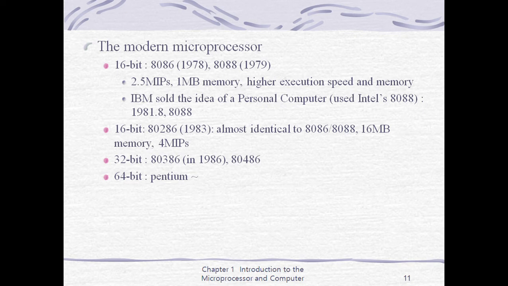Then Intel continued, and they introduced 32-bit microprocessors, and the 80386 was one of them. Then later on the 80486, and then they continued by increasing the sizes of the registers in the microprocessor. They introduced 64-bit computers, the Pentium, and the story still continues.